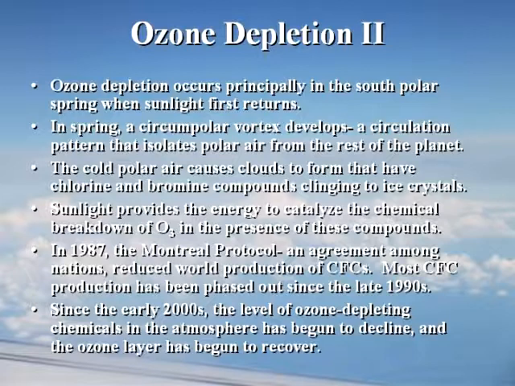So you have this cold polar air which causes clouds to form, and these clouds have in them this chlorine and bromine, which is a consequence of human activity, and this stuff clings to the ice crystals in these clouds. As sunlight reaches the Earth's surface, it provides the energy to catalyze the chemical breakdown of ozone when ozone encounters these compounds.